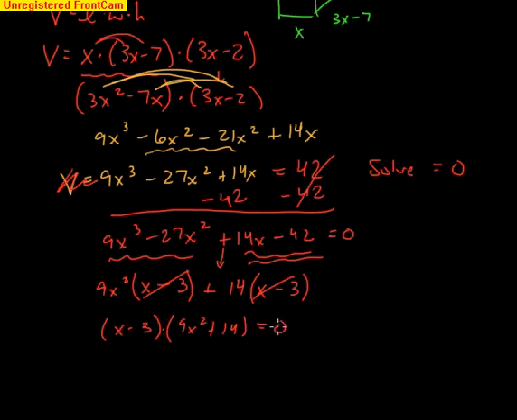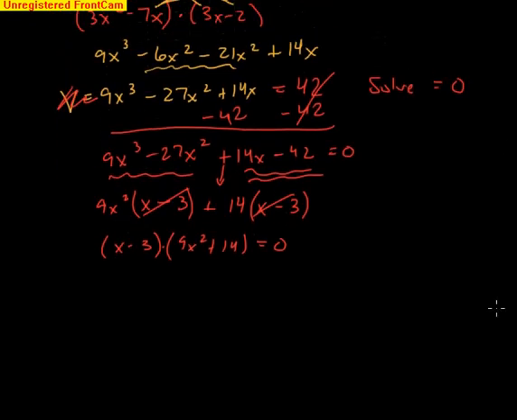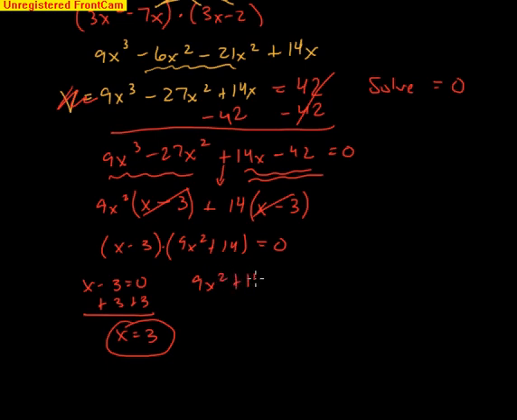These two things equal 0. So let's solve. So we have x minus 3 equals 0. Let's add 3, and we get x equals 3. So there's a potential answer. Over here we have 9x squared plus 14 equals 0. Let's subtract 14. 9x squared equals negative 14. Let's divide by 9. Negative 14 divided by 9 does not come out even, so leave it alone.